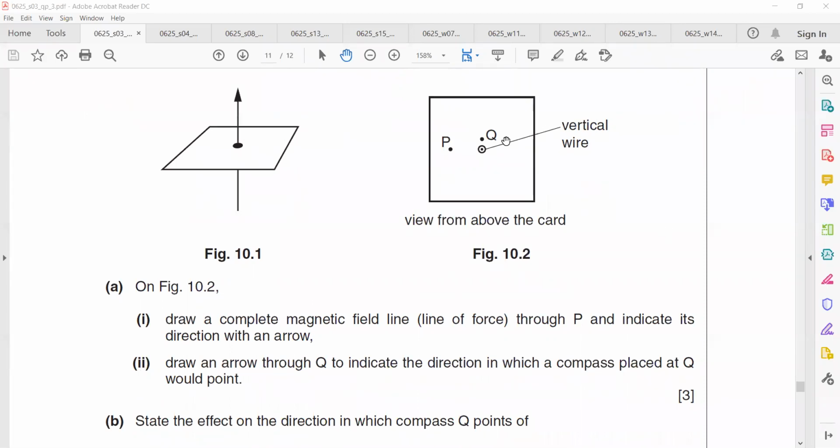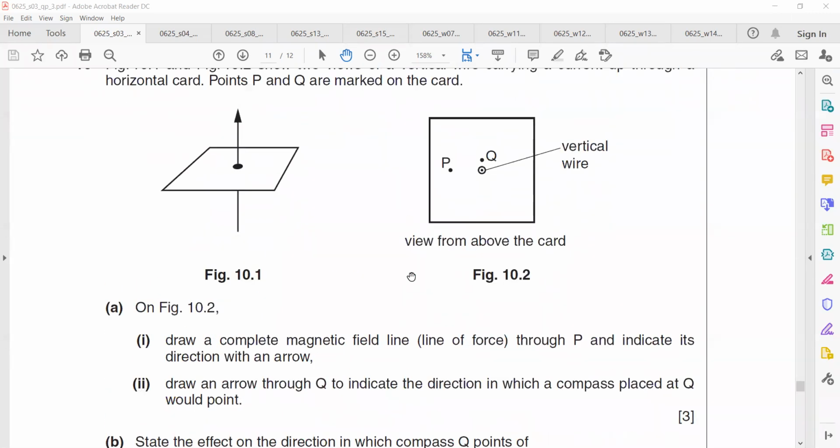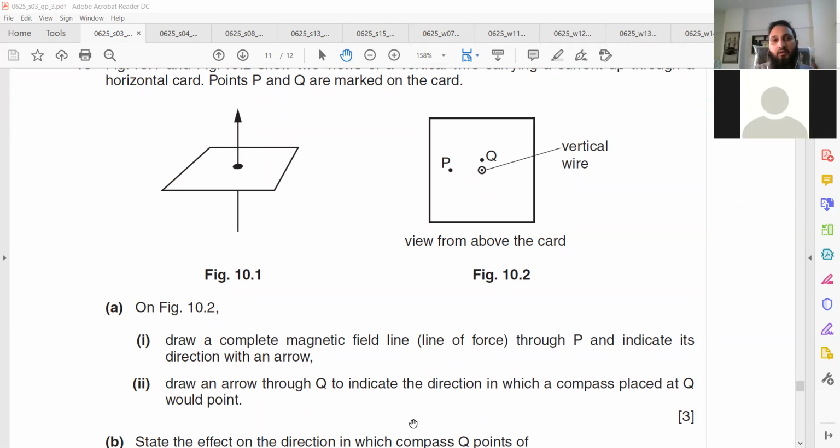On figure 10.2, draw a complete magnetic field line through P and indicate the direction with an arrow. So how will we show the magnetic field line? If the current is going up, for example, this is a paper and the current is pointing up. If you look from the top, it will appear as if it is coming out of the paper.